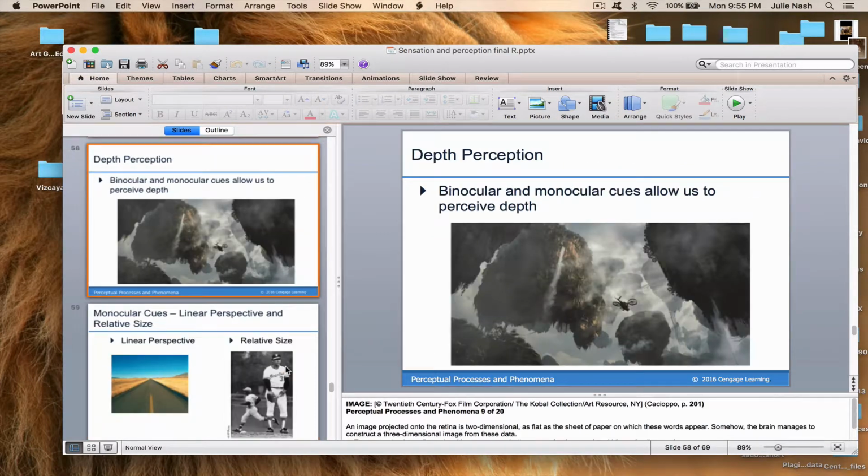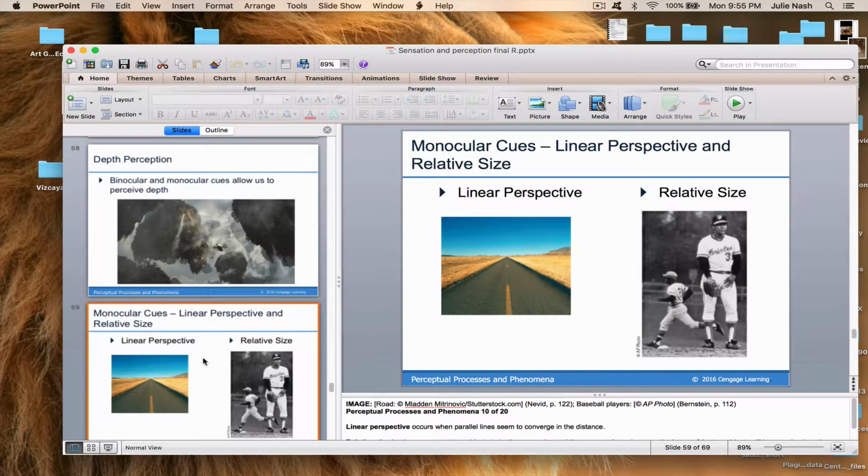Depth perception requires binocular cues and monocular cues. That's the only way we can see depth perception. So someone who's lost an eye cannot perceive depth perception. Monocular cues don't require both eyes. So one eye will perceive these. What I'm showing you here is the linear perspective.